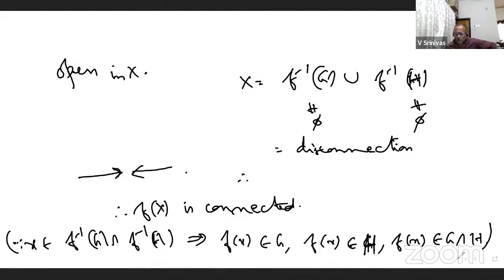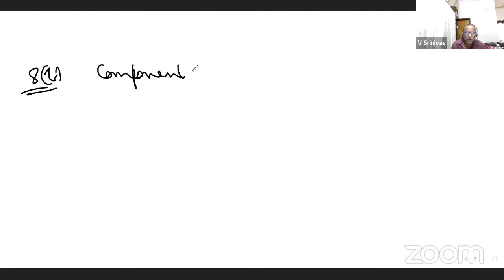Now let's look at interpolation. It is 8b. It is about total disconnectedness. Prove that the components of a totally disconnected space are its points.